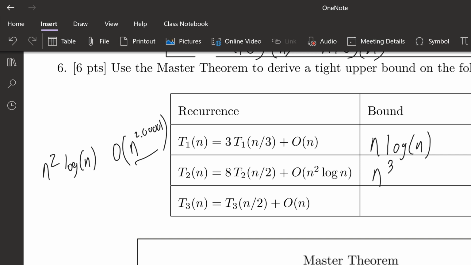All right, for the last one, what is a? a is 1, right? It's an invisible 1, but it's there. What is b? 2. What is log base b of a? 0, because log base anything of 1 is 0. And then what is d? d is 1, n to the first, right? So d is greater than log base b of a. 1 is greater than 0. So our final answer is just going to be n to the d, or in this case, n to the 1, or just n.